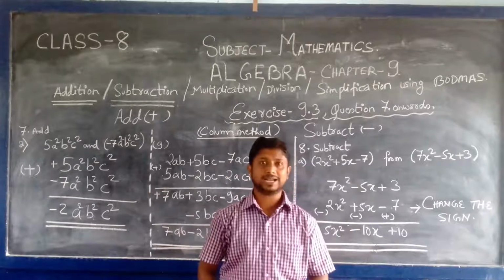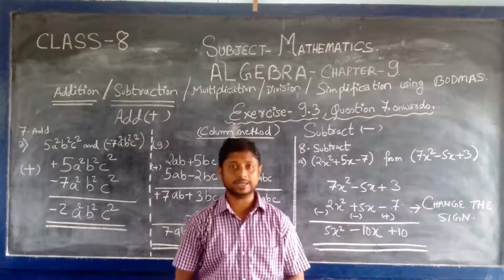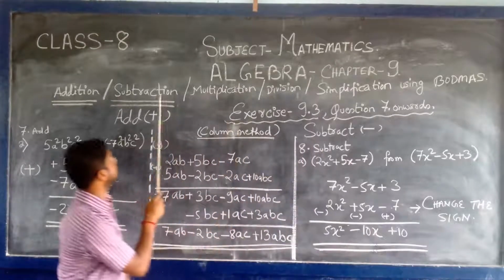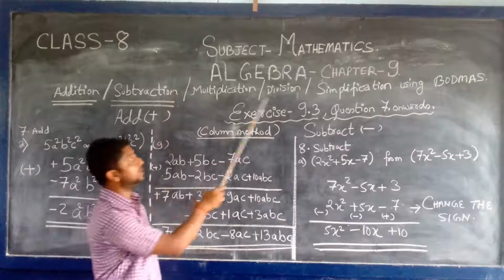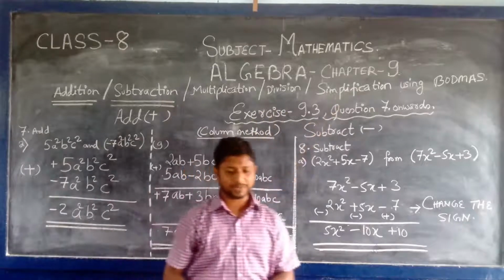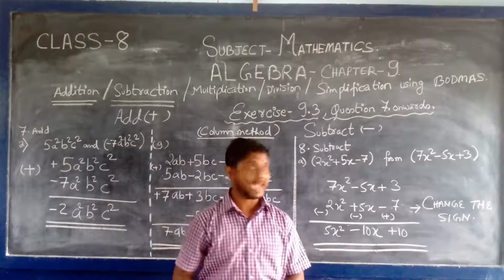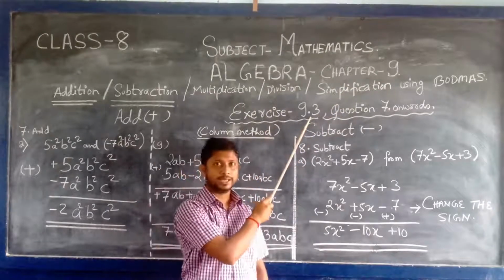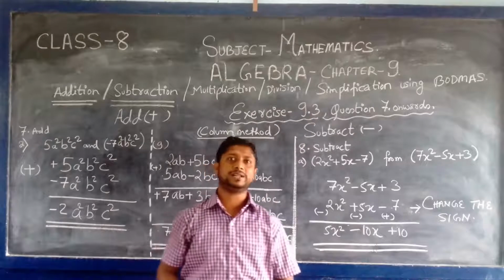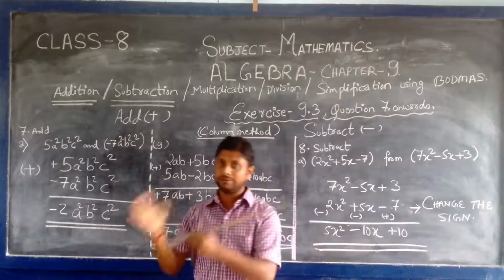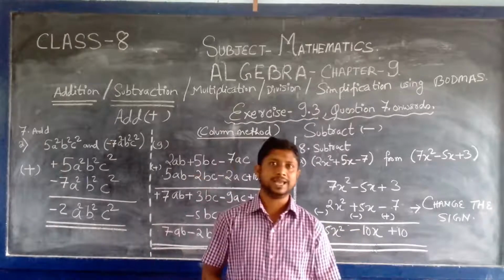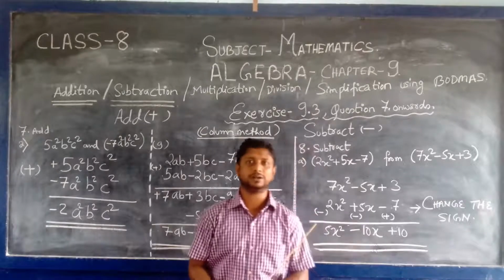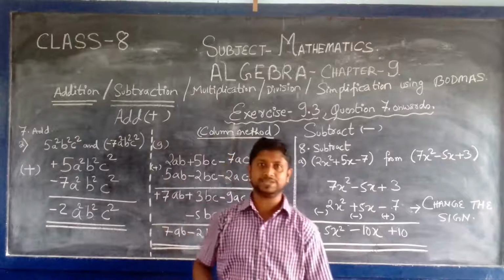So straight away we shall start the algebraic expression: addition, subtraction, multiplication, division and simplification of algebraic expression from chapter number 9. As you can see here, I have written algebra from exercise 9.3. And since the basics are already done in class 6 and 7, we shall straight away focus on solving the sums. As we have already approached September, we should have started quite early in this portion of algebra.